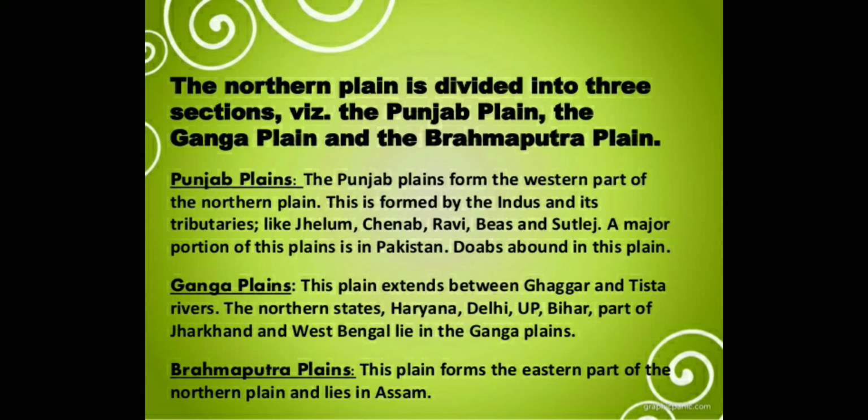Clear? Brahmaputra plains. This plain forms the eastern part of the northern plain and lies in Assam. We know the map of India, so naturally we understand where Assam is. A few years ago there was a program, Namami Brahmaputra. You must have heard of it, like Namami Barak in our valley. So the Brahmaputra plain almost bisects Assam into two sections. Clear? So two parts.